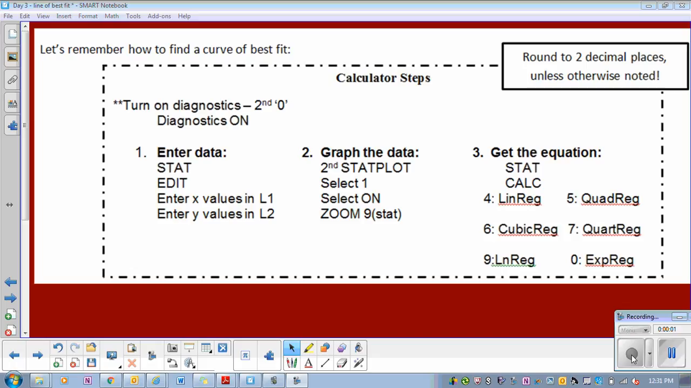We're going to talk about curve of best fit. And really, we've done this, okay? The things that you need to remember with your calculator, okay? And this is one of the first things that you should do when you get your calculator, especially for the SOLs. You need to turn your diagnostics on.